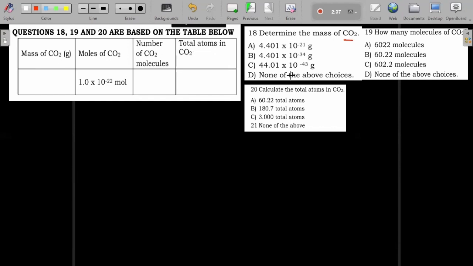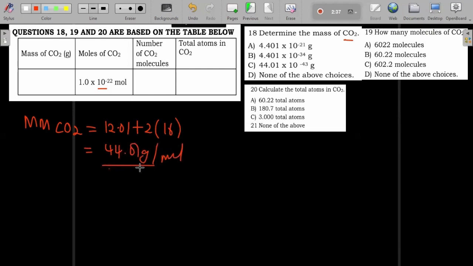So what do we know? Here we've been given the moles. And we know that we can get the molar mass of carbon dioxide. The molar mass of carbon dioxide will be the molar mass of carbon, which is 12.01, plus 2 times the molar mass of oxygen, which is 16. This gives me 44.01 grams per mole. So this is the molar mass of carbon dioxide.